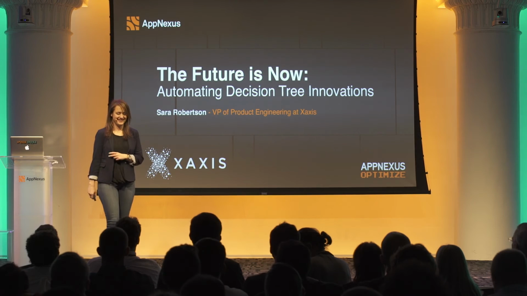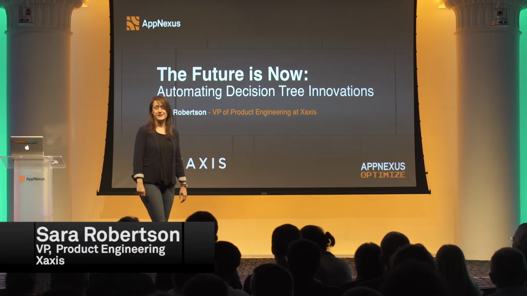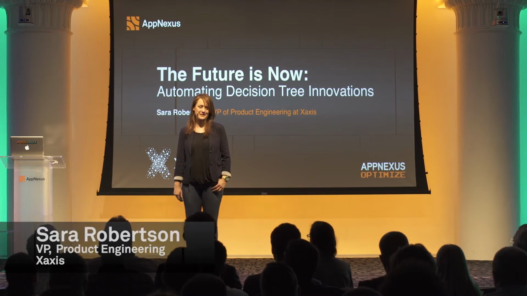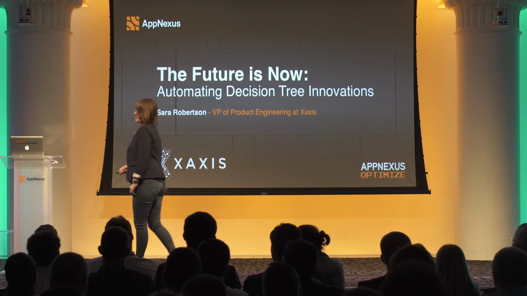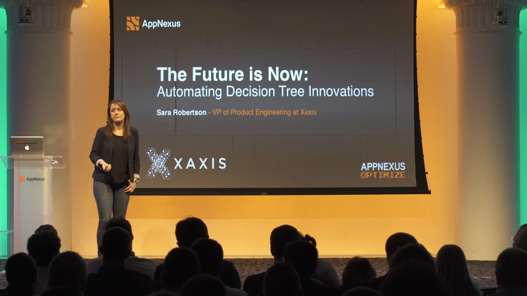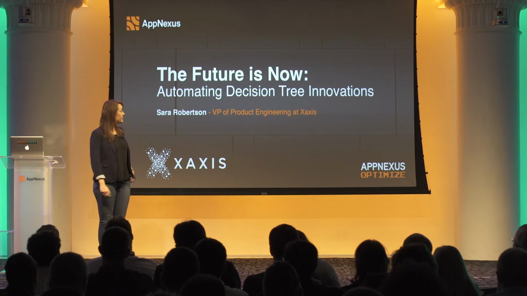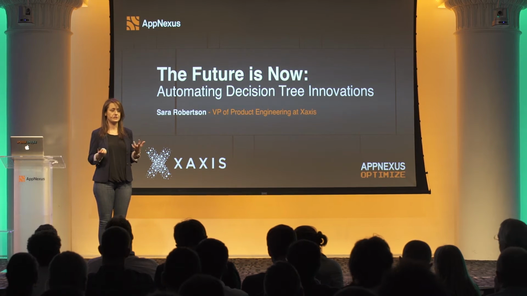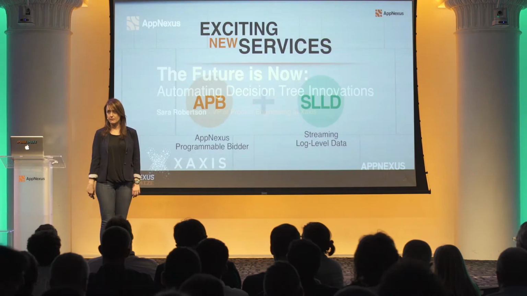Hello, everyone. Thank you for that great introduction, and APB has indeed been very, very stable, so that's what I will be talking about today. I am the VP of Product Engineering at Xaxis. I work in the demand group, so most of the products that I work on are meant to figure out how to optimize campaigns easier, cheaper, and more efficiently.